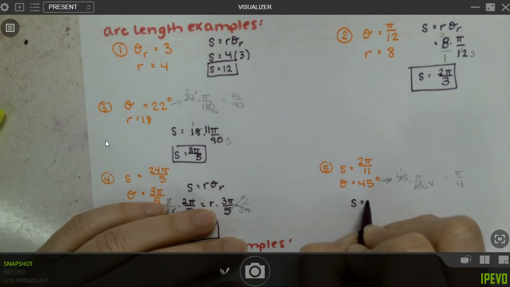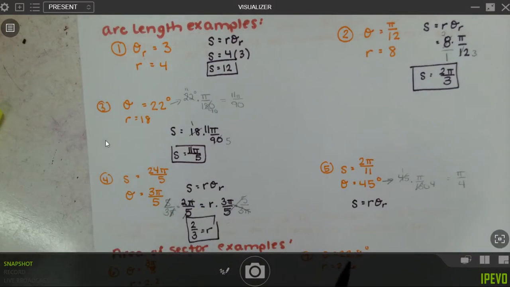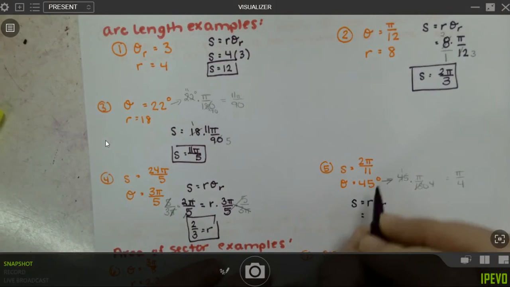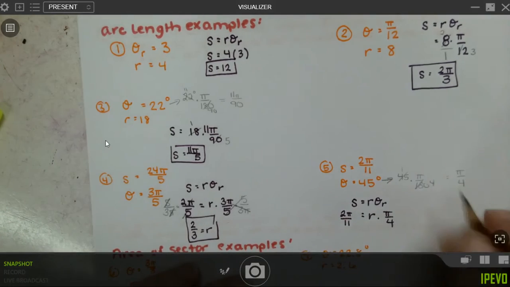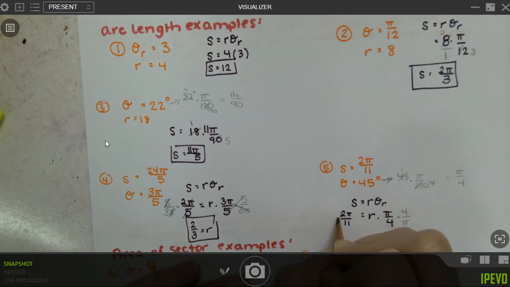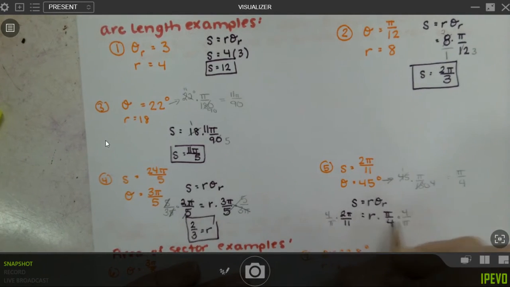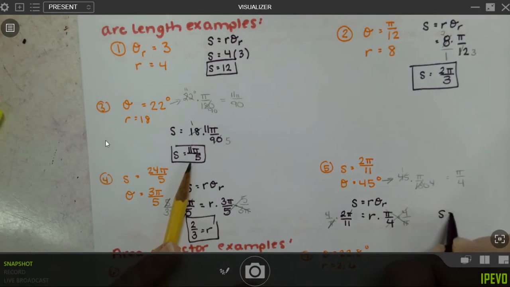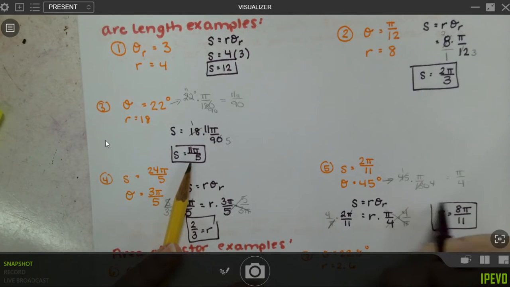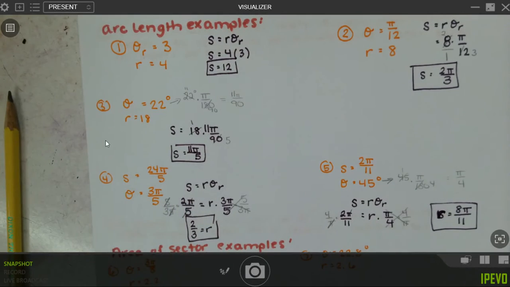S equals the radius times the measure in radians. We do not know the radius, but we know the arc length. And we know the angle. So hopefully you multiplied by the reciprocal. So R equals 8 pi over 11. Not S, oh my gosh, R, the radius. All right, so that's how you use the arc length formula.